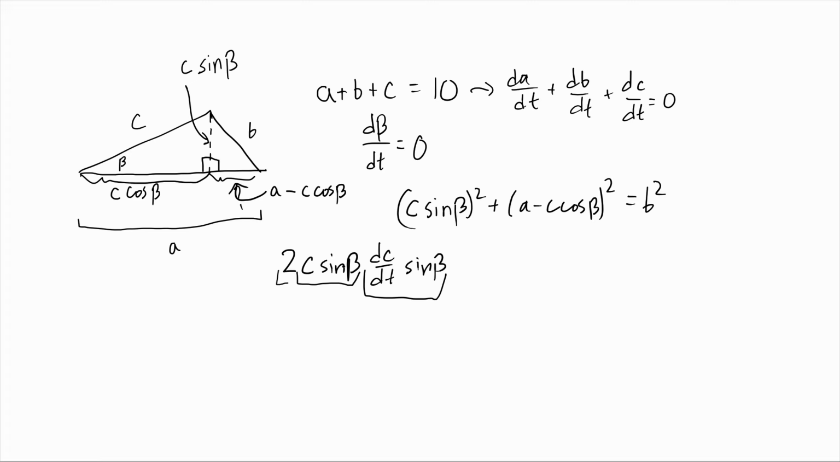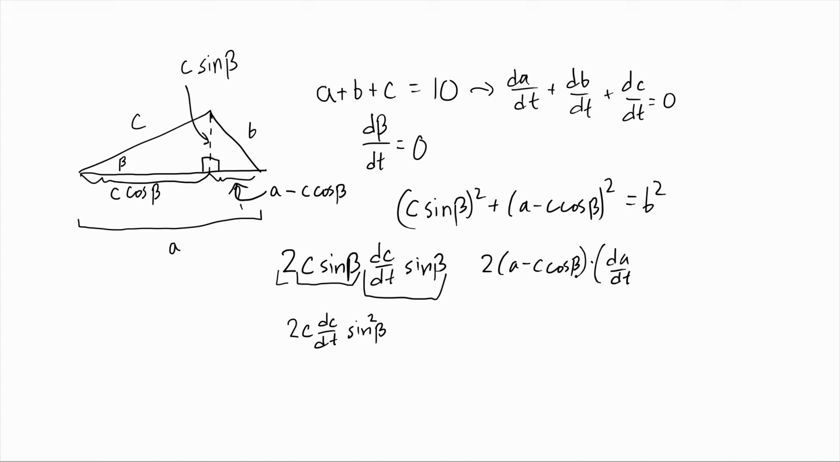Now notice you have a sine beta times sine beta. That's sine beta squared. So this really looks like 2c dc dt, and then I'll put a sine beta squared right here. Then here you take a derivative of this using chain rule. That would be what? 2 times a minus c cosine of beta. Then you have to multiply by the derivative of the inside of this, which is dA dt.